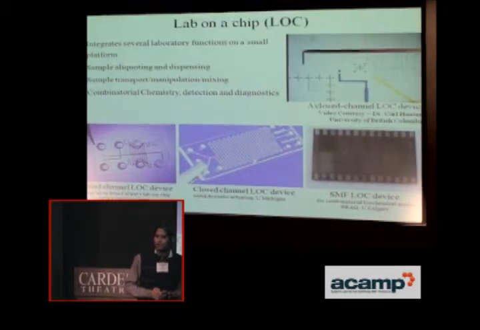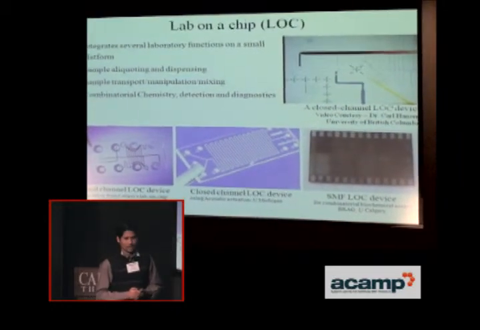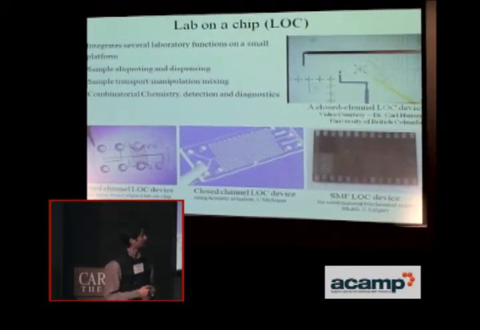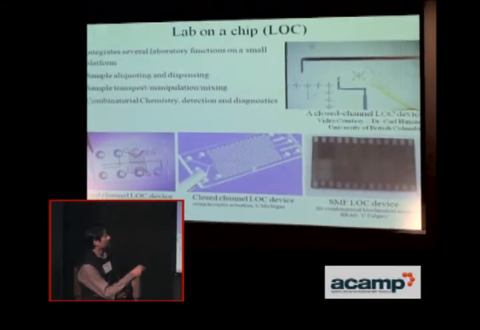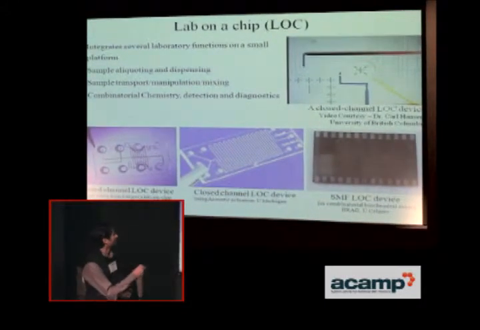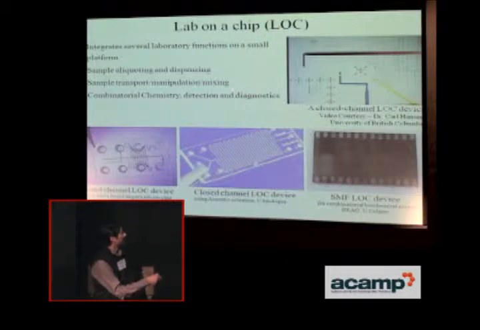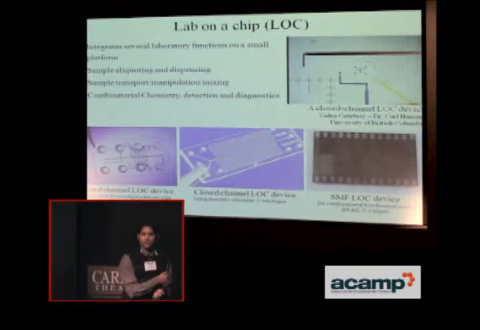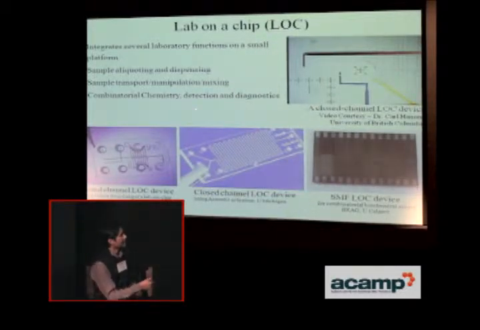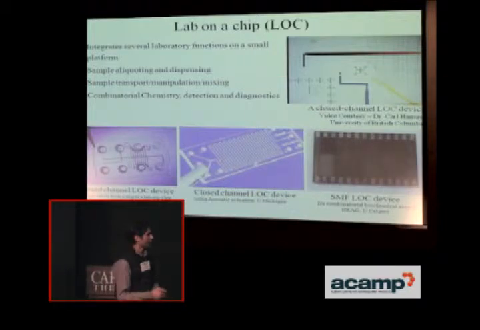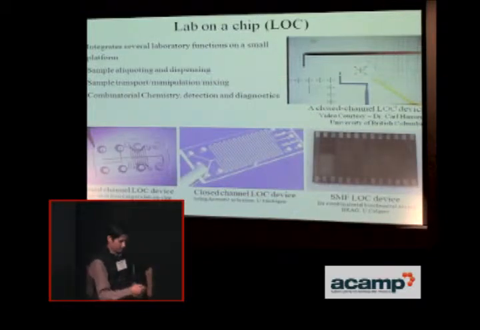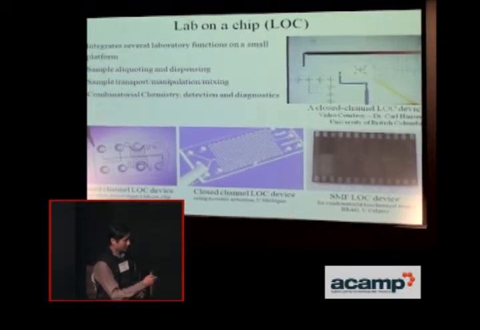A lab-on-a-chip device integrates several laboratory functionalities on a small platform. These functionalities can range from sample aliquoting, sample dispensing, to transport, manipulation, mixing, achieving combinatorial chemistry, detection and diagnostics, everything on a small platform. Some of the existing lab-on-a-chip devices I've just shown on the slide.